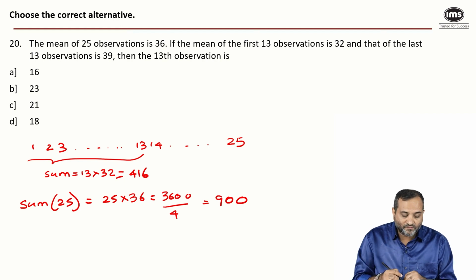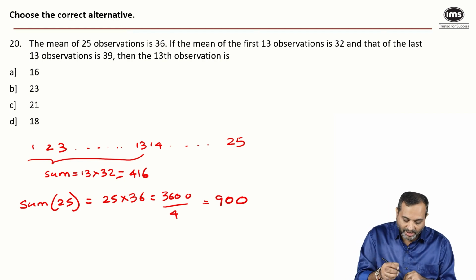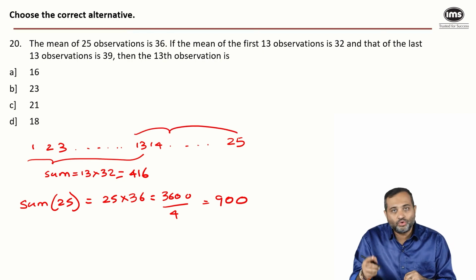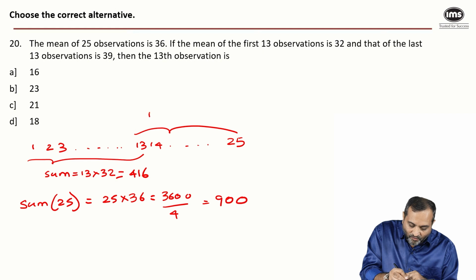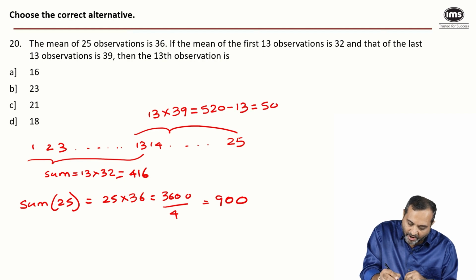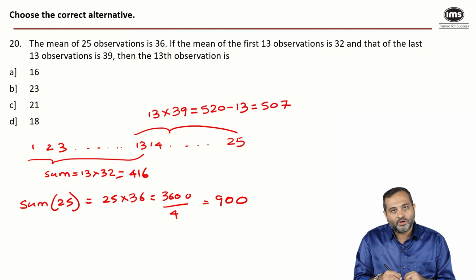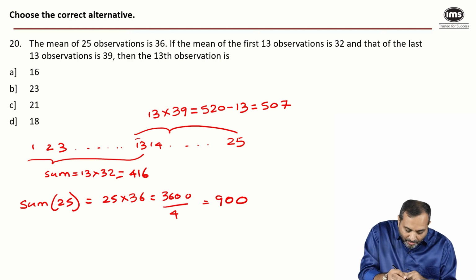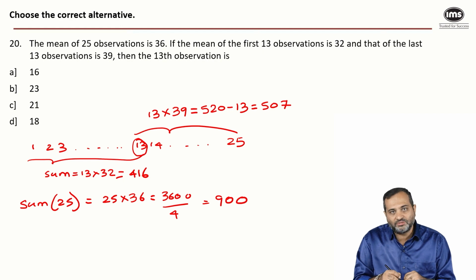Also, the mean of the last 13 observations is 39. So the last 13 observations will be from 13 to 25. Their sum once again will become 13 into 39. What is 13 into 39? 13 into 40 will be 520 minus 13. So this is 507. So can I say, if you look at the calculation that we are doing, this number 13 is coming 2 times.